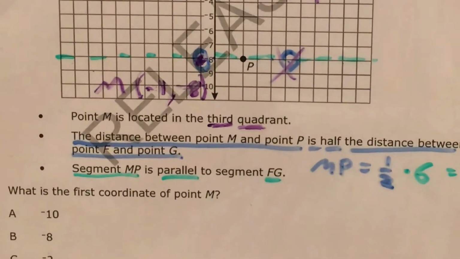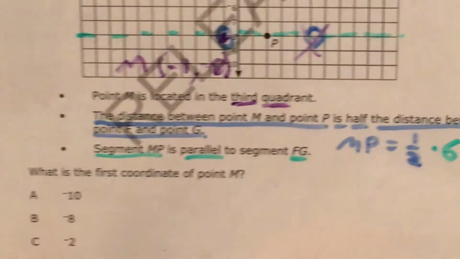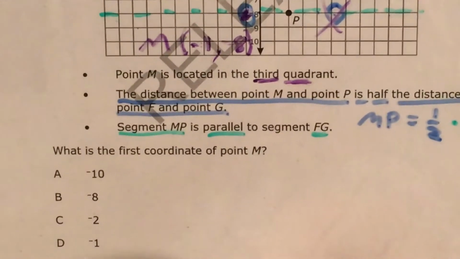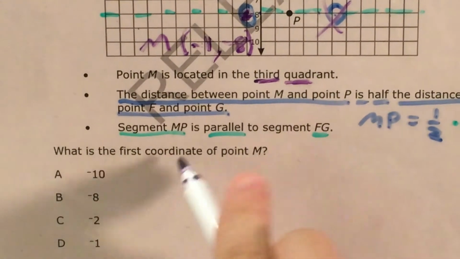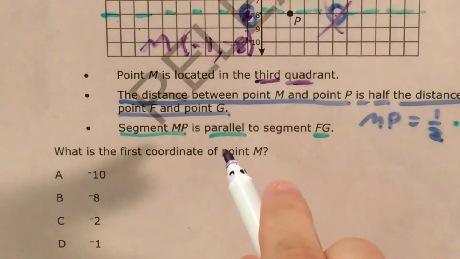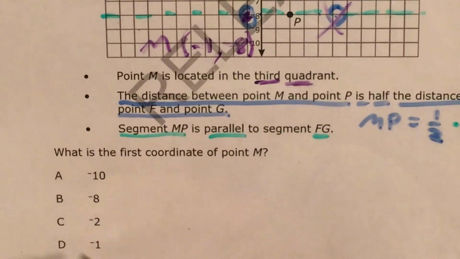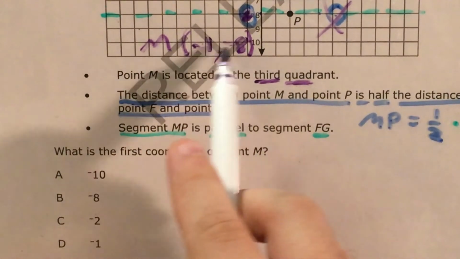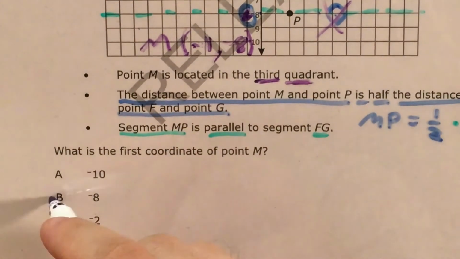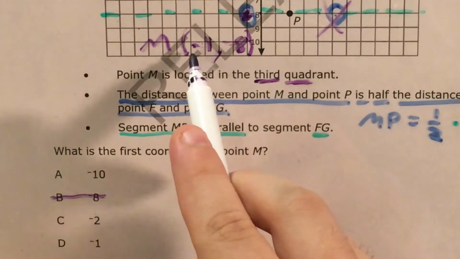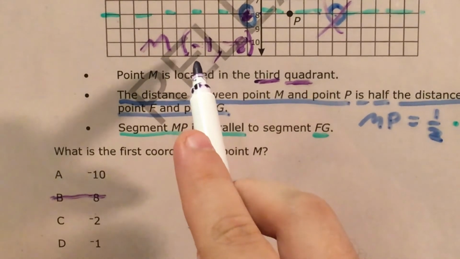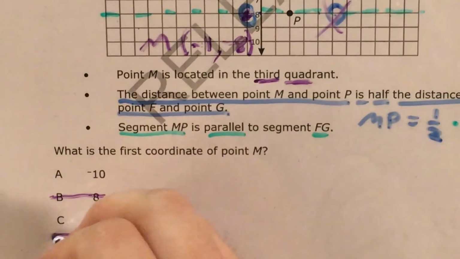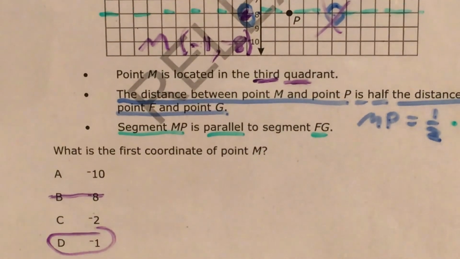And at this point, I'm going to zoom in a little bit so that we can get to the actual question. What is the first coordinate of point M? All right, now I see -1 and I see -8. -8 is the trick answer because it wants you to mix up your x and y values here. So it can't be -8. My first number in the coordinates that I found for point M is -1, so my answer is D. The first coordinate of point M is -1.